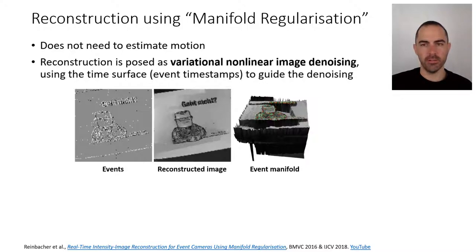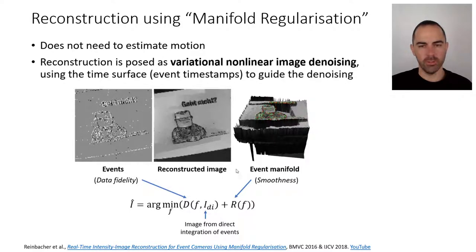So what is this variational nonlinear image denoising problem? It's written like this. We will obtain the reconstructed image as the function f that minimizes the sum of two terms, the data fidelity term that comes from the events, so trying to minimize the distance between the unknown and the image obtained by direct integration of the events. And then there is a second term that tries to make the solution f have some regularity, some smoothness. That's the regularizer. Typical variational problem, and you optimize this and you will get the image. It's a 2D function, to obtain the reconstructed image.